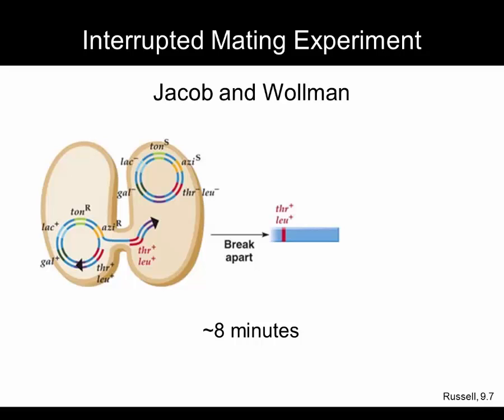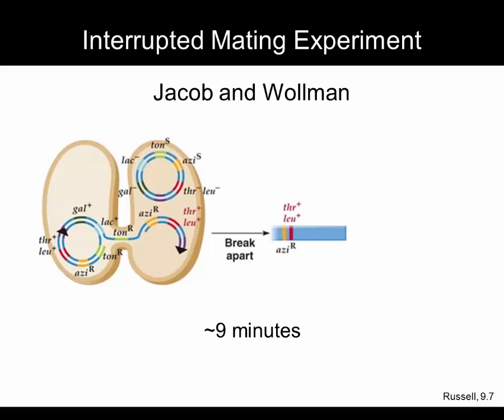In this scenario, after 8 minutes, the gene necessary for threonine synthesis is transferred, and we will be able to select for recipients that are threonine prototrophs. But none of these recombinants will be able to grow on lactose or galactose, or have resistance to phage T1 or azide. After another minute, the gene for azide resistance is transferred, so we will start to see colonies on our azide plates, but not any of the others.